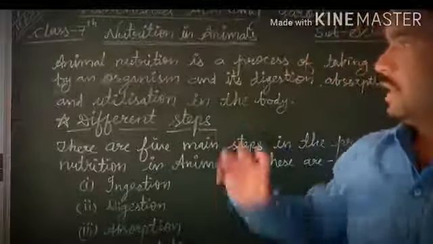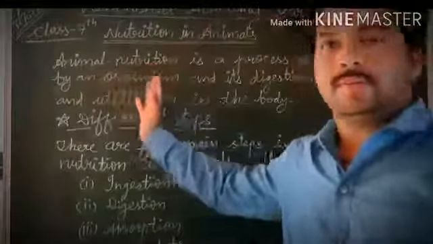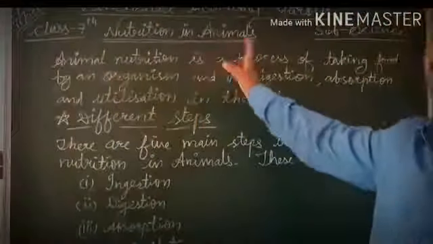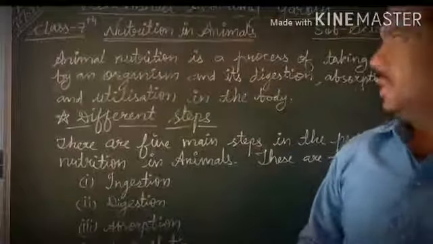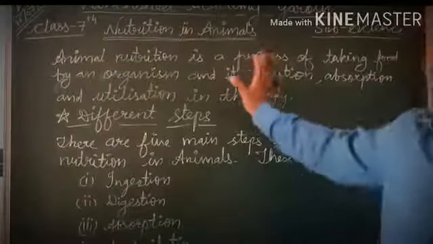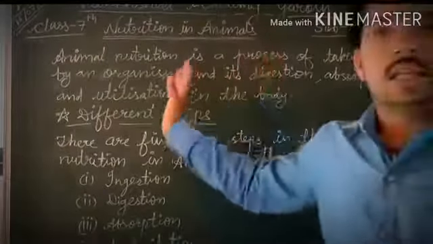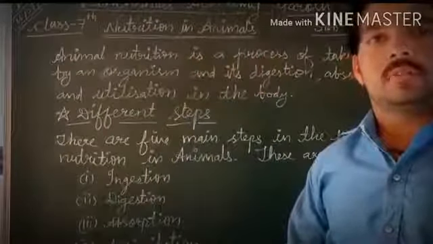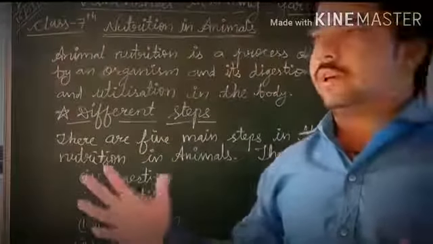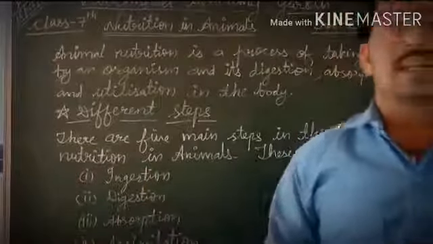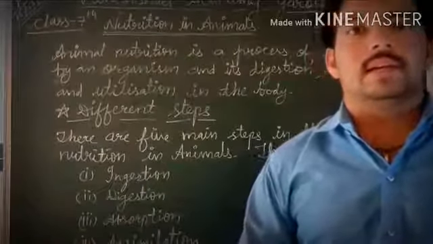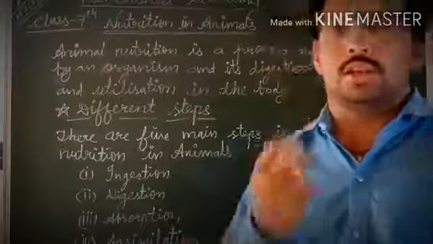In this chapter, we are going to start a new chapter. Chapter 2, Nutrition in Animals. In this chapter we will learn about nutrition in animals, how there are different ways that animals can get their food, and utilization of food.